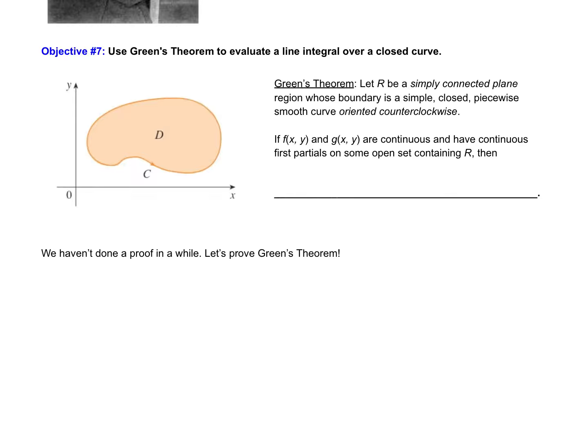Okay, so as we can see over here on the right, Green's theorem: let R be a simply connected region whose boundary is a simple, closed, piecewise smooth curve oriented counterclockwise. So that's really important. In order to use Green's theorem, you have to have a simple, closed region, and your curve has to be oriented counterclockwise. And so we can see the orientation on our curve here.